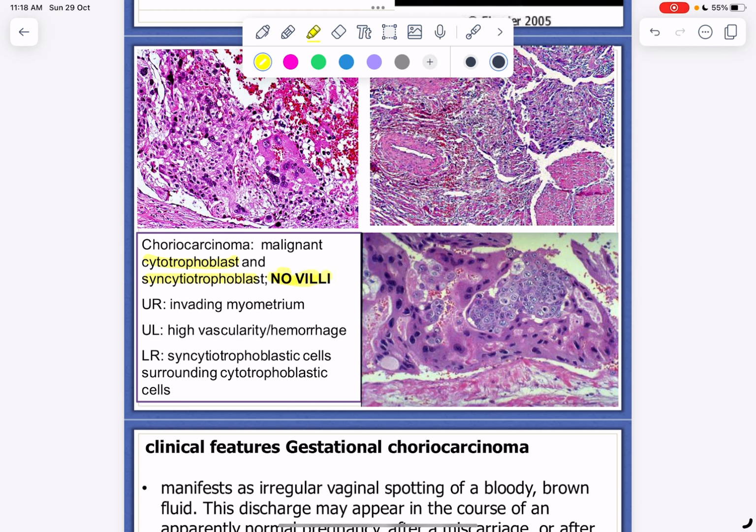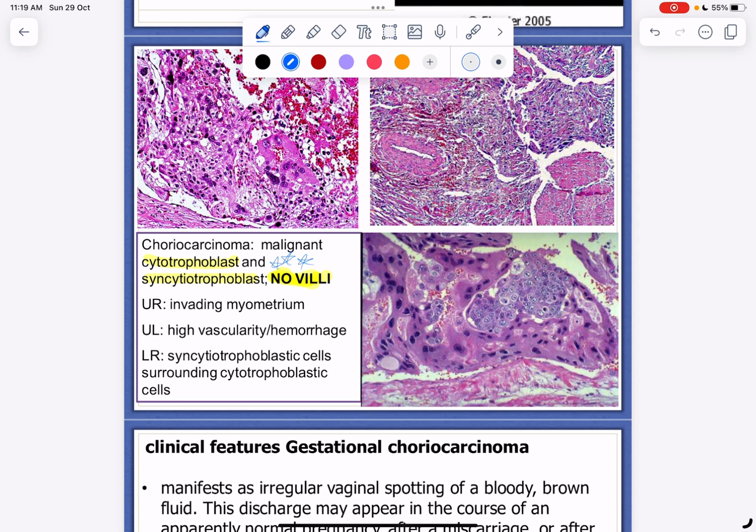Okay? The main characteristic of this choriocarcinoma is that it will never ever form villi. If you found villi, that means it's not choriocarcinoma. But what are villi? Meaning the chorionic villi, with a core of the baby's capillaries in the middle, between the trophoblast.